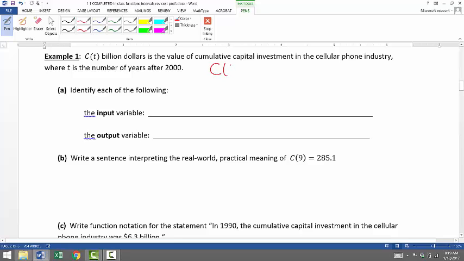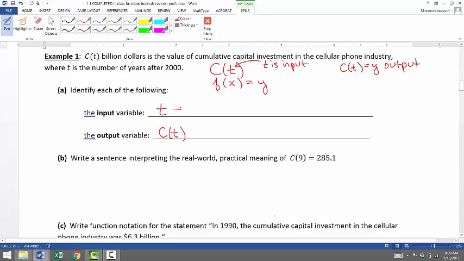So let's first just quickly make sure we understand what we mean by C of T. This is similar to f of x is y. C of T, just different letters. They're telling us here that T, the thing inside the parentheses, is the input, just like you would plug in x to f of x. C of T is like your y value, is your output. So when we see C of T, T is the input, C of T is the output.